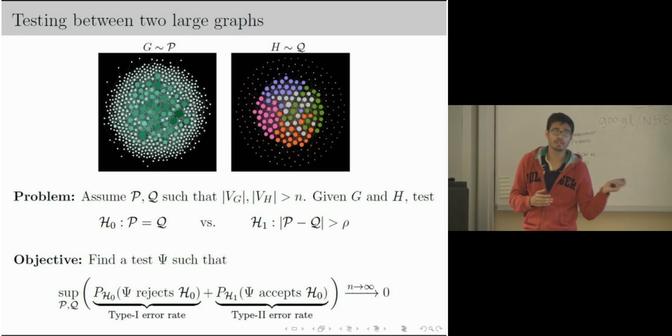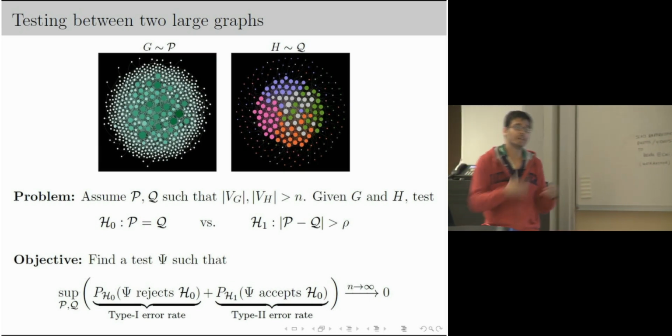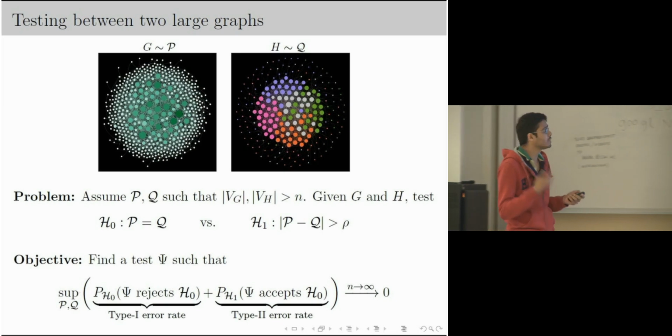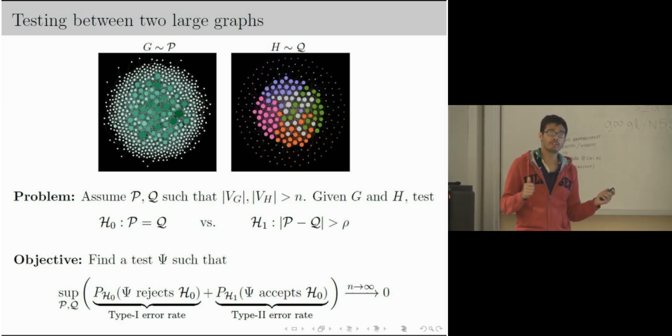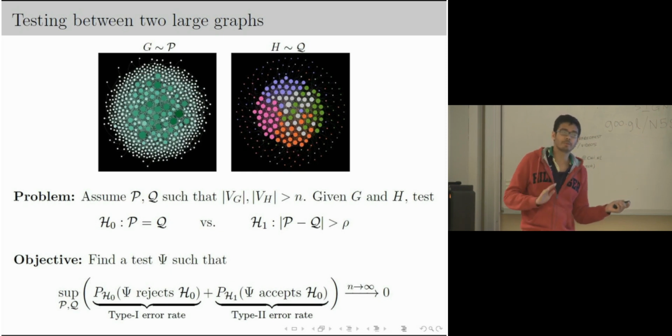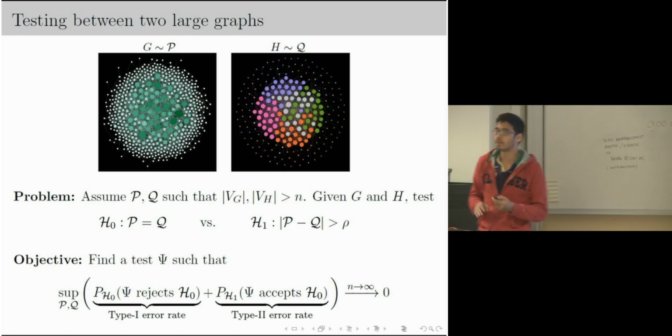Note that this is different from the standard learning or testing scenario where we have multiple samples and we can talk about sample complexity. Here we observe only one graph from each distribution. And so in general, this problem would be unsolvable. So the main question is, when is this problem solvable?